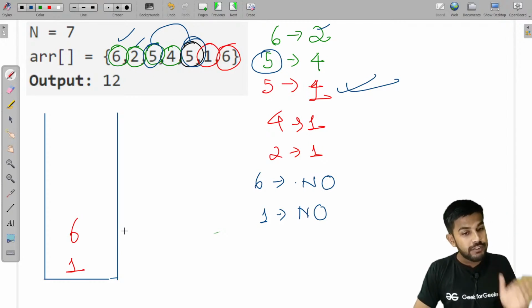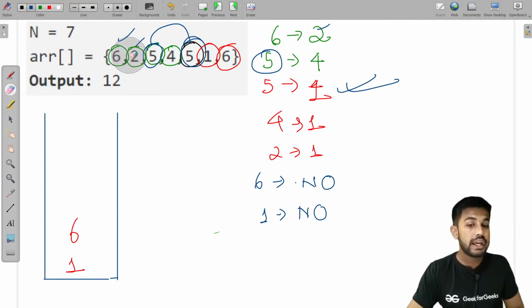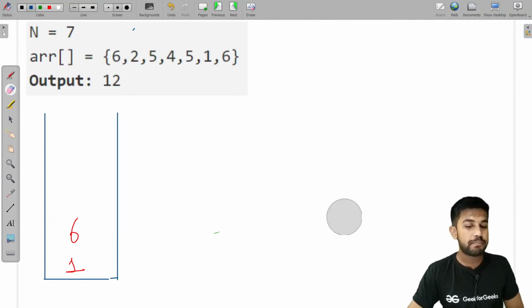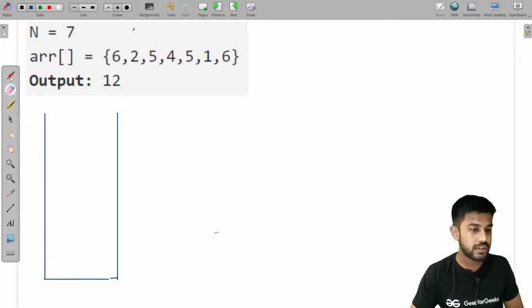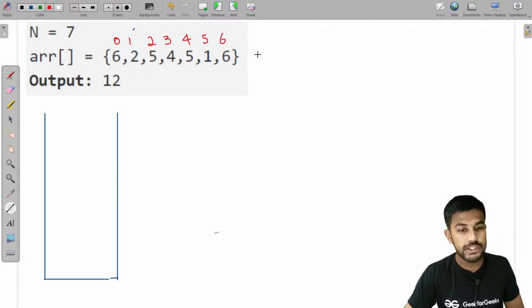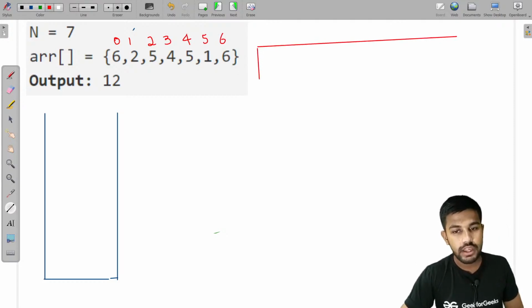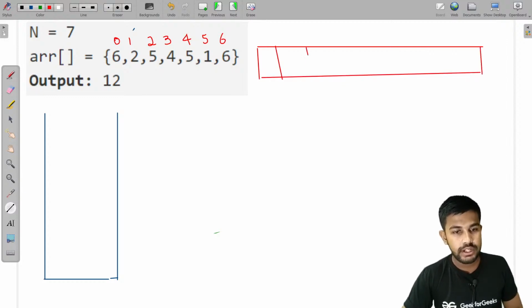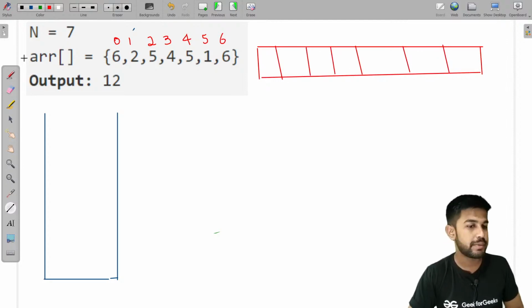So now what we would do is, instead of all these elements, we would simply push the indexes, so that we have the proper values. Now we would mark the indexes 0, 1, 2, 3, 4, 5 and 6. Good enough. Now we would make another array like this, 1, 2, 3, 4, 5, 6, whatever be the thing.